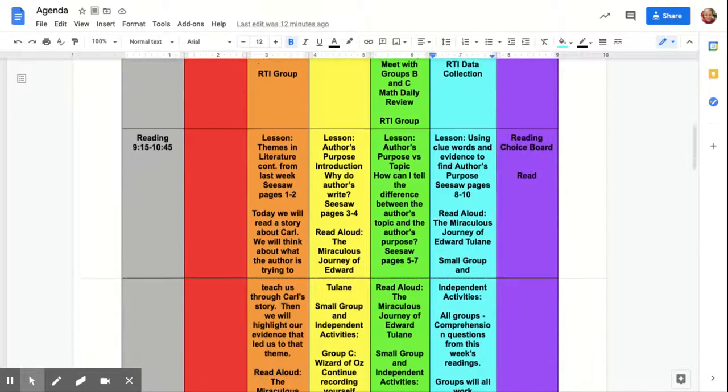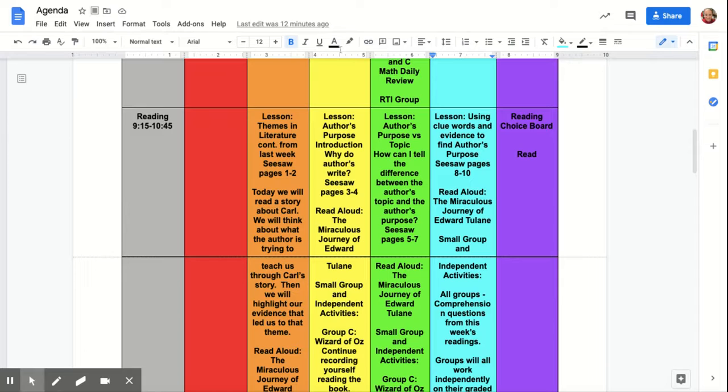All right. In reading today, we went to Seesaw, went to our activities. And all right, we were in the whole group lessons here.